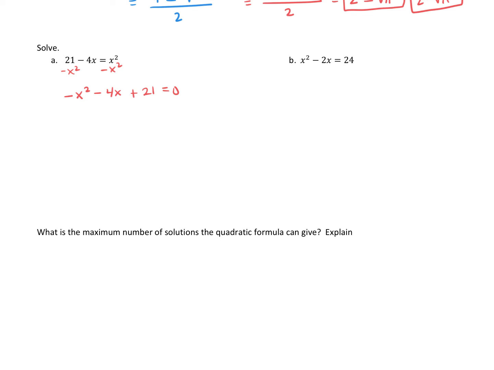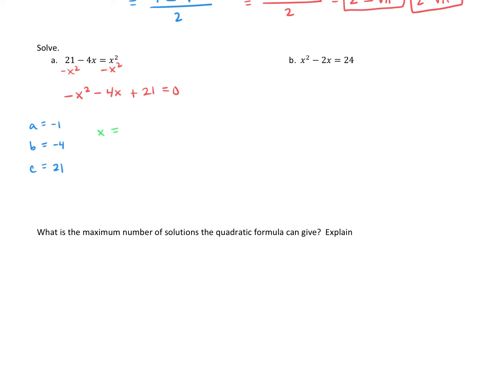Now let's identify our a, b, and c. A is the coefficient of x squared, which is a negative 1. B is the coefficient of the x, negative 4. And c is the constant term on the end. All right, we've got our a, b, and c identified. Now we can plug those into our quadratic formula.